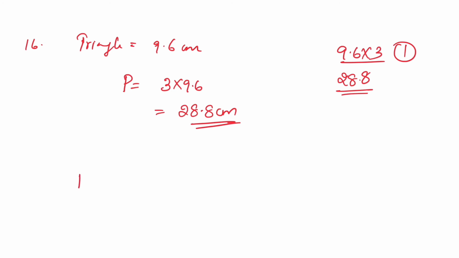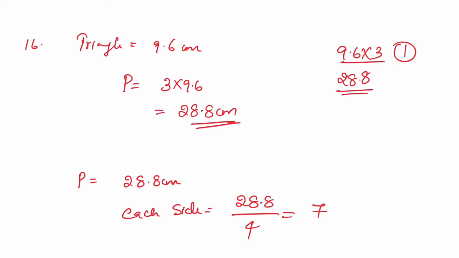So what will be each side of the square? Perimeter of square is also 28.8. So each side will be what? 28.8 divided by 4. That is equal to 7.2. Hope it's clear.